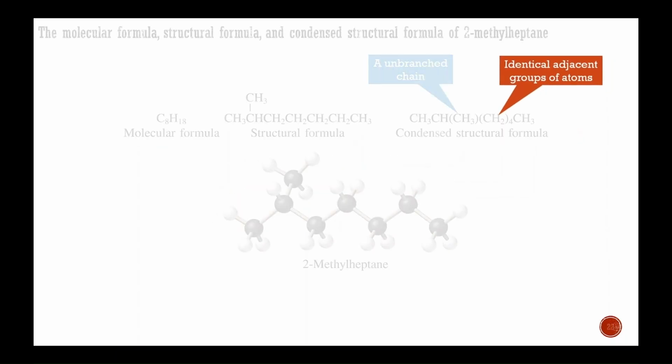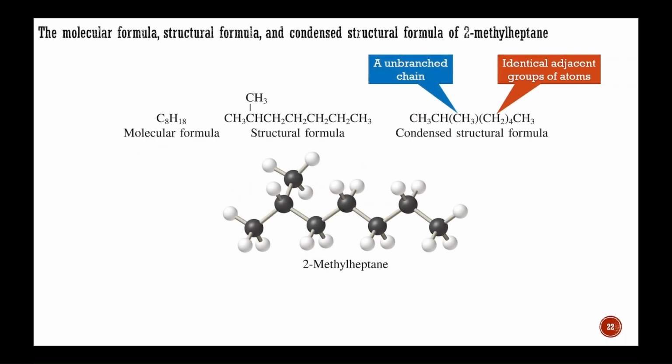In molecules where the carbon atoms do not form a single unbranched chain, branches are indicated using additional parentheses in the condensed structural formula. For example, 2-methylheptane has the same molecular formula as octane, but this time the chain is 1 carbon atom shorter, and one of the hydrogen atoms on the second carbon has been replaced by a CH3 group, commonly called a methyl group.